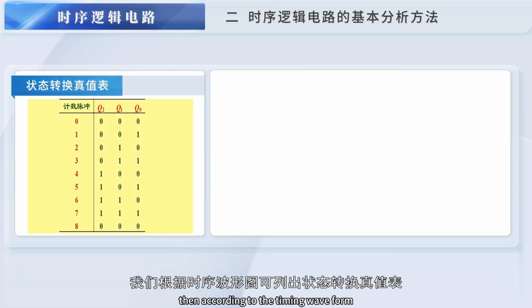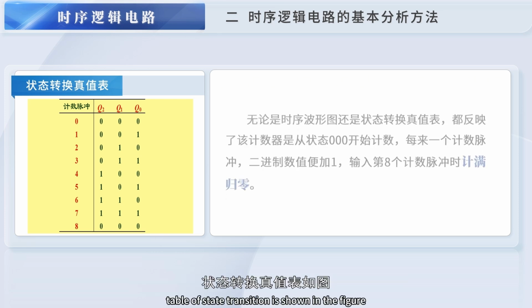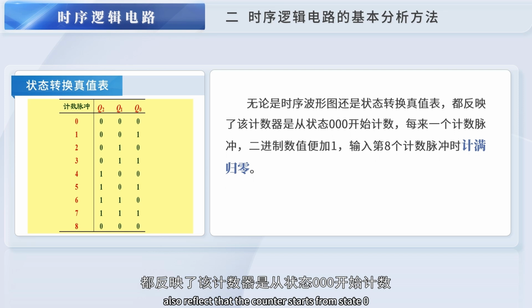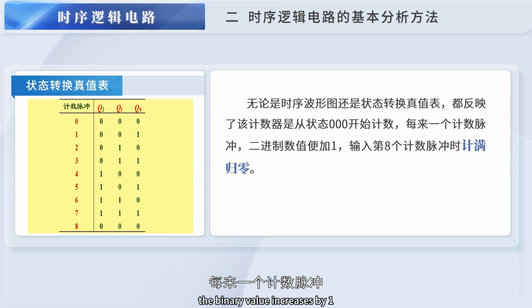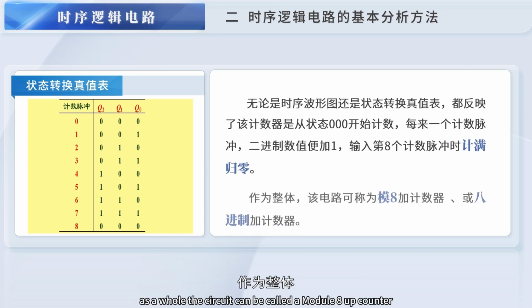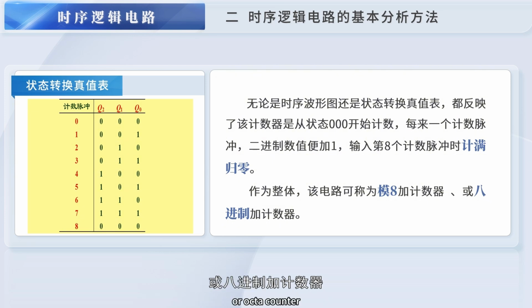Then according to the timing waveform, we can list the truth table of state transition, as shown in the figure. The state transition truth table also reflects that the counter starts counting from state 0. Every time a clock pulse counts, the binary value increases by 1. When the eighth pulse is input, it counts back to 0. As a whole, the circuit can be called a modulo-8 up counter, or octal counter.